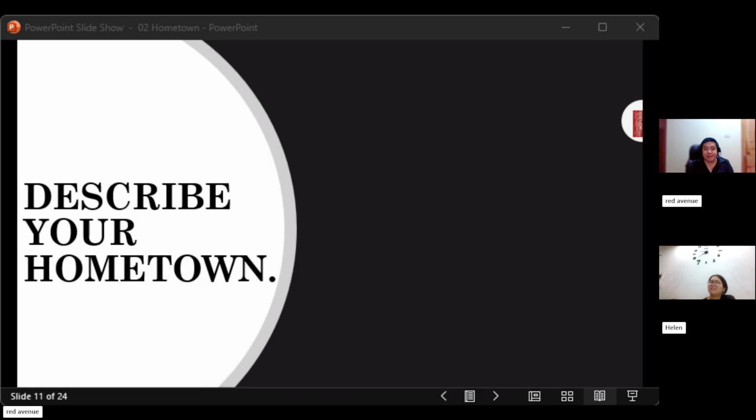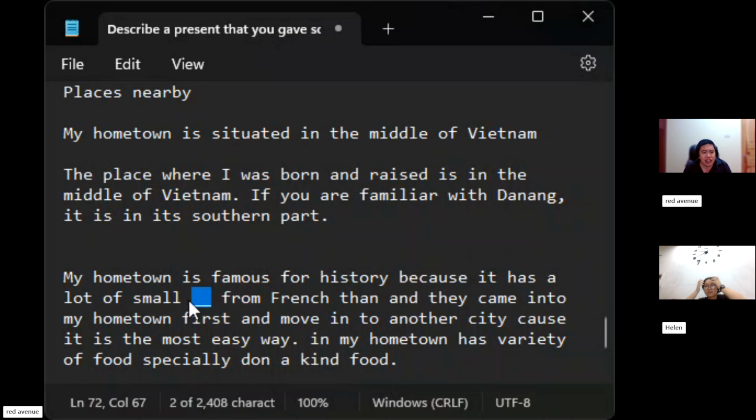especially... I can't read this one. Don't read that like that. Zon. Okay. What is zon? It's a food, a kind of food. Okay, zon. That's it. This is your answer. I didn't get this word: lot of small war.